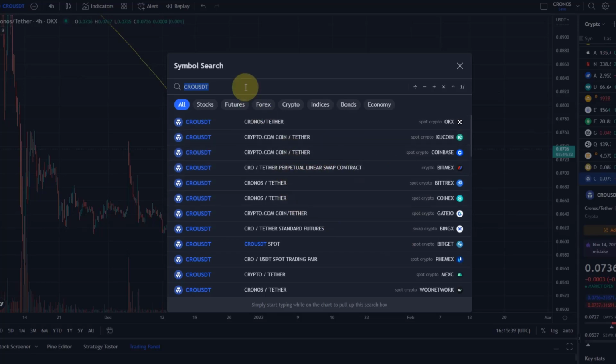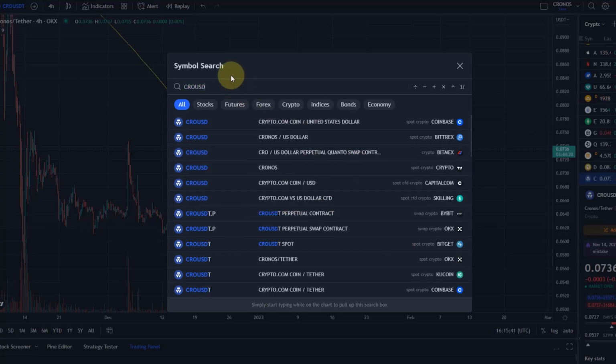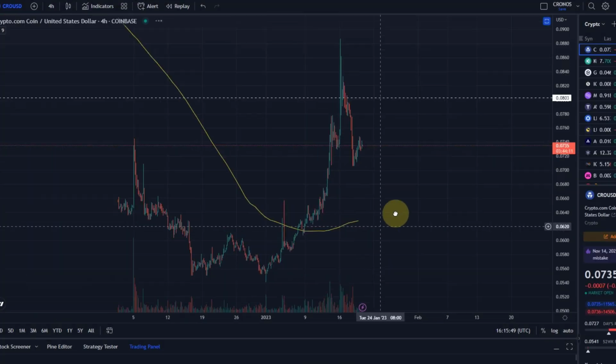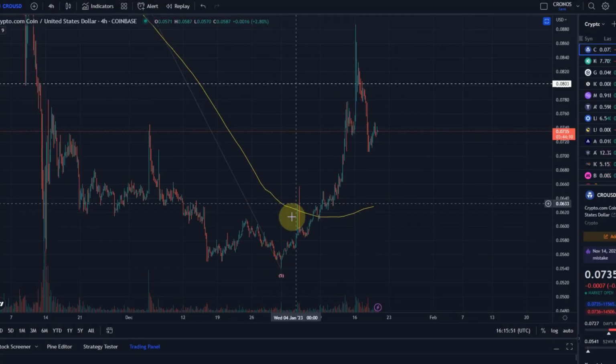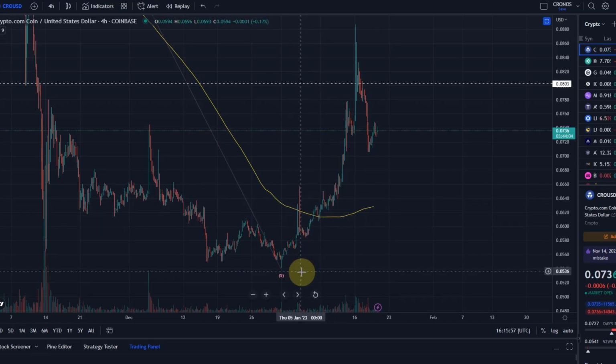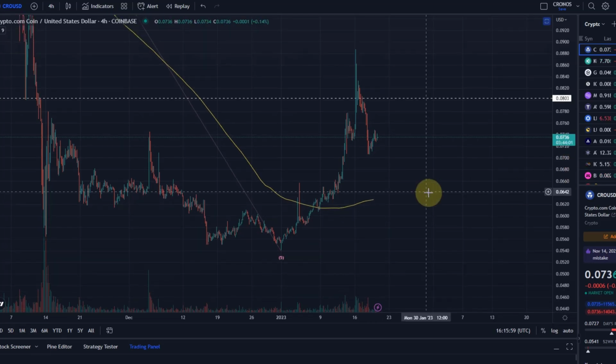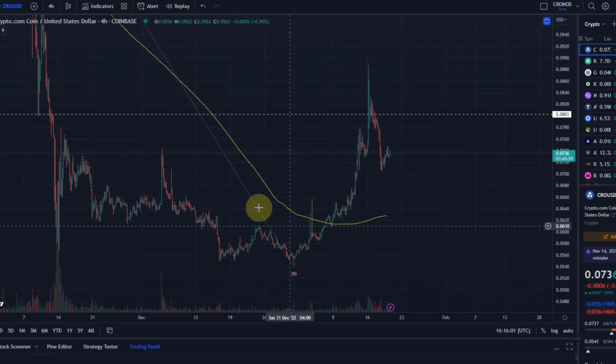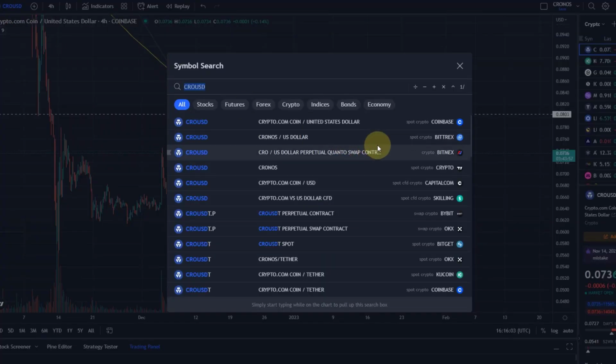The only problem is that if I look at CRO USD, I really only have available the Coinbase chart, which I don't like because of these unreliable wicks. I had them on a few charts on Coinbase with other coins, so I always try to avoid, if I can, the Coinbase chart if I see these wicks, because you don't really see them on other charts.